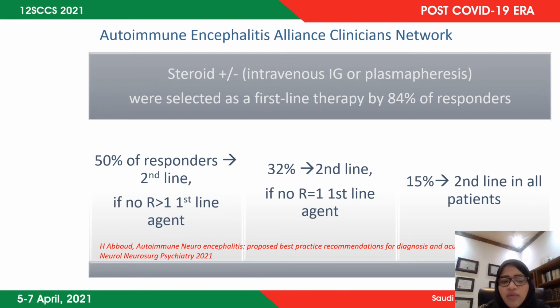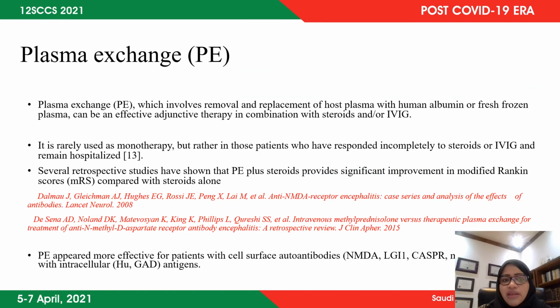Regarding second-line therapy, which we talk about rituximab or cyclophosphamide, 50% of the responders used the second line if there is no improvement after using more than one first-line agent. And 32% of the respondents mentioned that if there is no response to one first-line agent, they will immediately go to second line. 15% of the respondents mentioned that they will use second line in all patients. So see, there is variable response regarding which agents they will use and the timing.